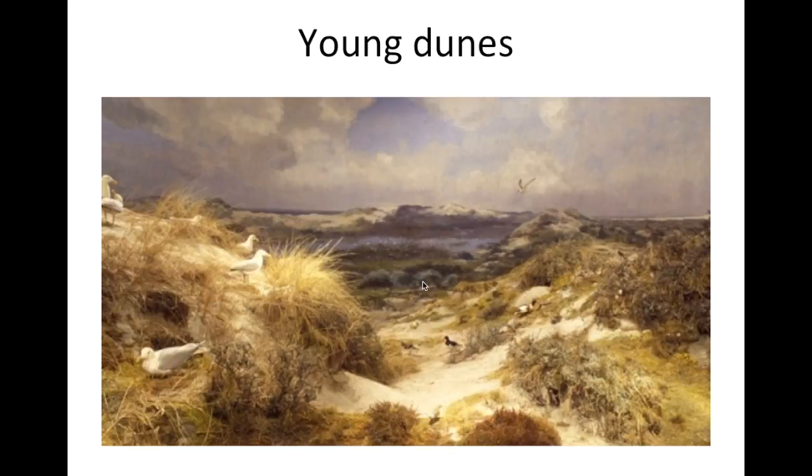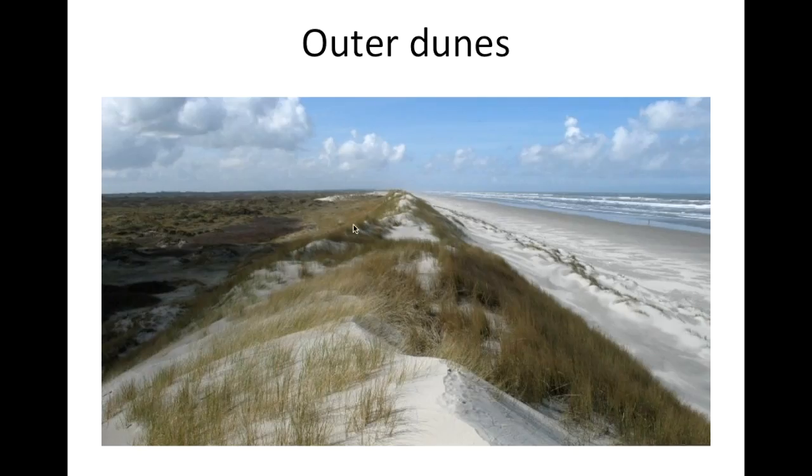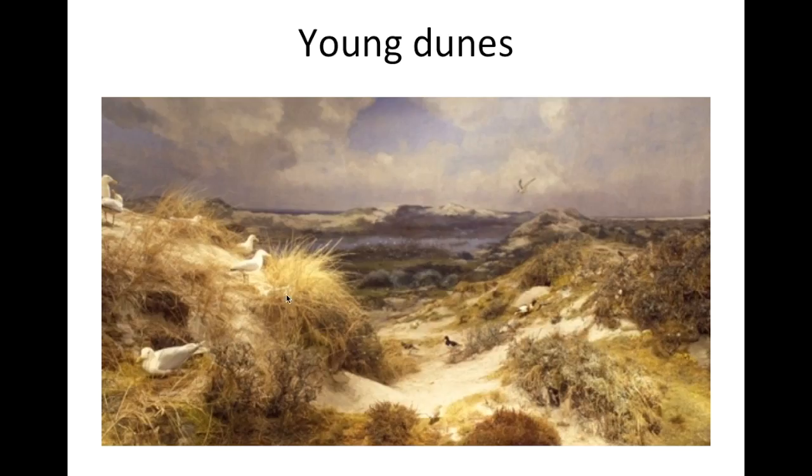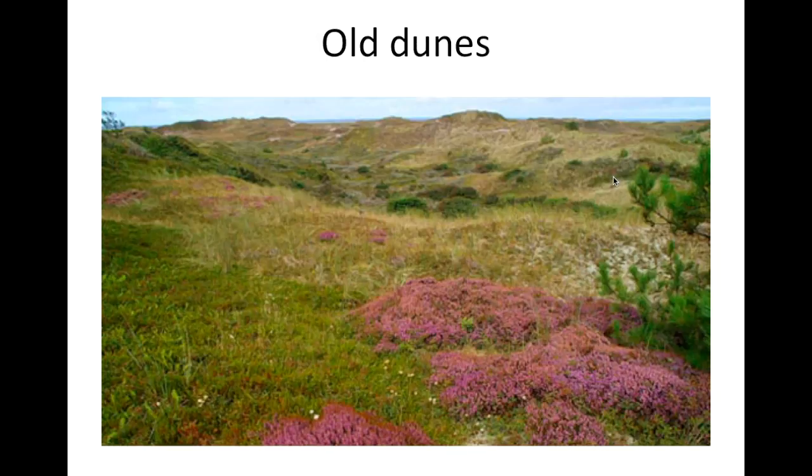Now the inner dunes, similar, irregular shapes, sand blows over the outer dunes into the backland and gets stuck in different types of vegetation. And here you find seagulls and other types of birds. And a young ecosystem is evolving, but it's still very rough and it's still very much a pioneer situation.